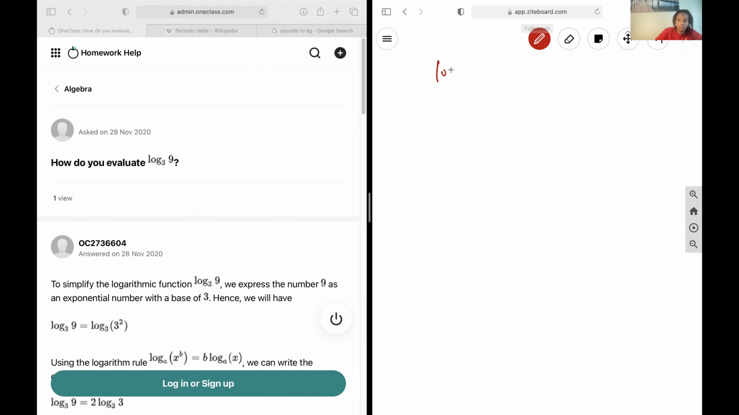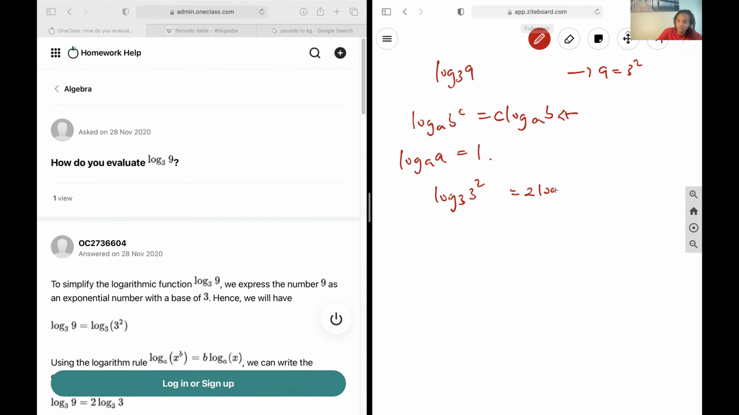Next up, we are evaluating log base 3 of 9. We need to remember that log of a to the power of c is going to be equal to c times log a, and log base a of a is equal to 1. So we're going to change 9, and remember that 9 is equal to 3 squared, so rewrite that as log base 3 of 3 squared. Then we're going to use this rule to become 2 log base 3 of 3, and lastly we're going to use this rule, and remember that this will cancel out to become 1, so the answer is going to be 2.